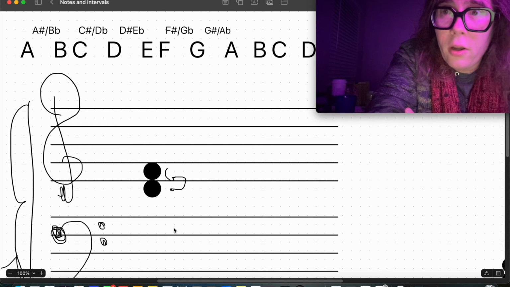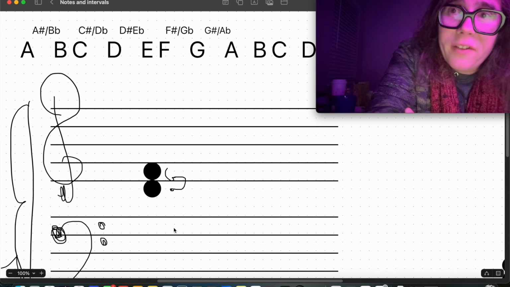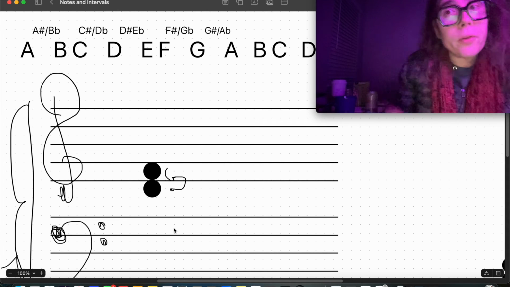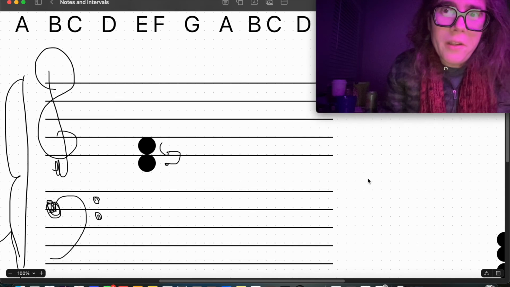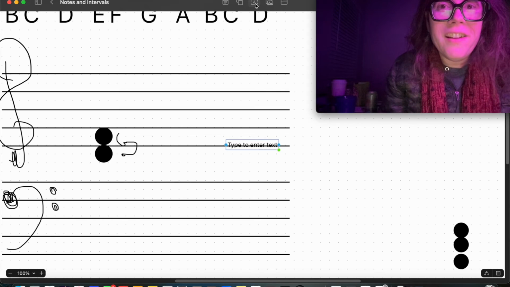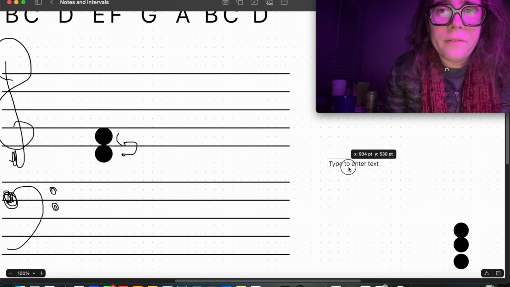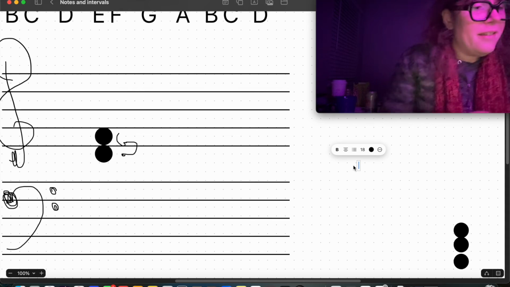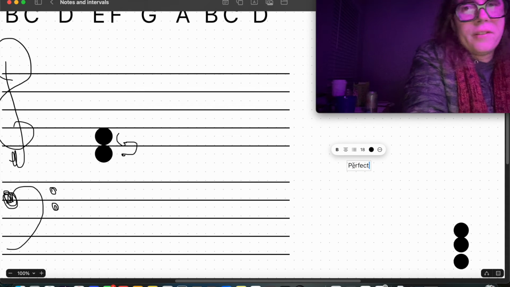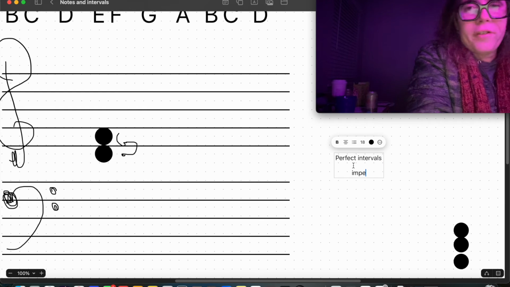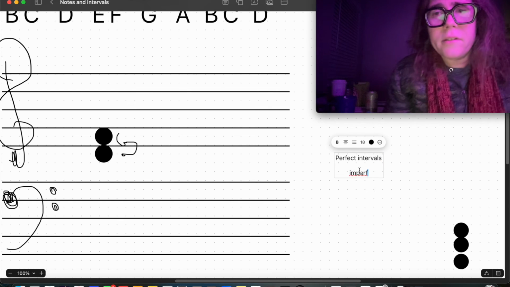So much for quantity of intervals. Discussing quality of intervals, I'll try my best to make this quick, but I need to describe some things first. So intervals come in kind of two flavors. We have the perfect intervals, and then we have the imperfect intervals. I'm going to make these two boxes.